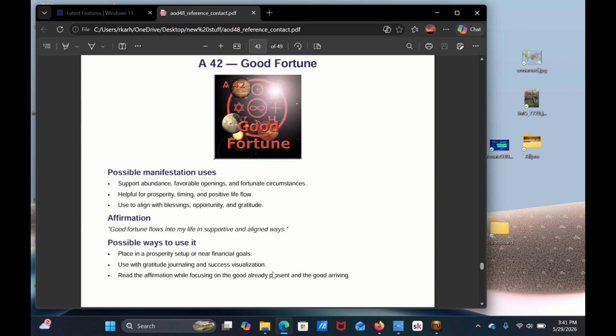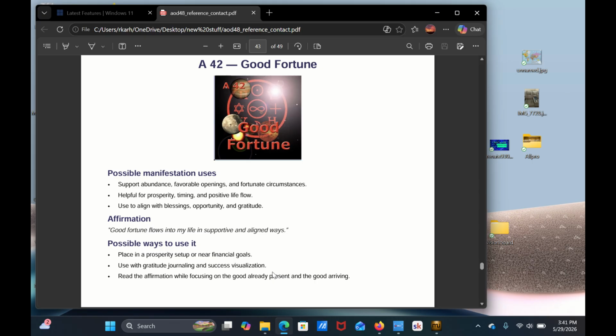Good fortune. Support abundance, favorable openings, and fortunate circumstances. Helpful for prosperity, timing, and positive life flow. Used to align with blessings, opportunity, and gratitude. Good fortune flows into my life in supportive and aligned ways.